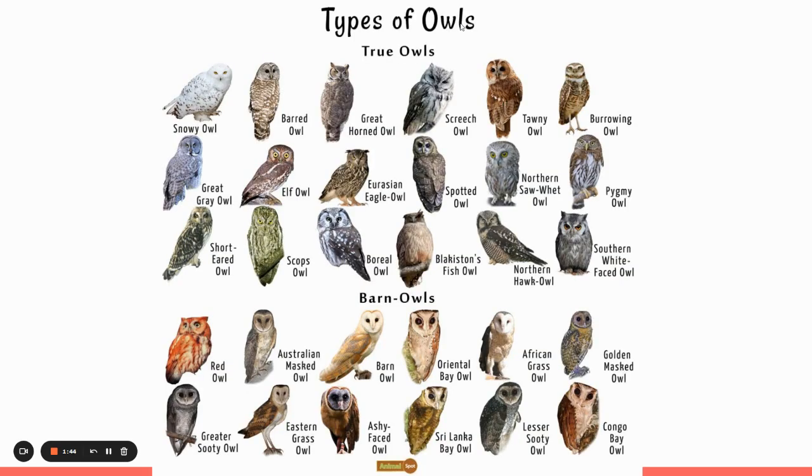So let's look at all these types of owls. There are two main types of owls: true owls, which are up at the top, and barn owls, which are at the bottom. Let's look at these. How many have you seen? You can say that you've seen them outside, or maybe on TV or in a movie. Hold up your hand and give me a number of how many you've seen before.